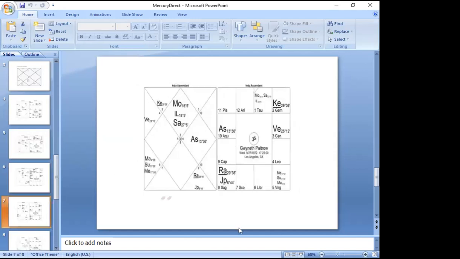Gwyneth Paltrow is, of course, a lifestyle entrepreneur and movie star. You can look her up on Google. She's still alive, and she has a current net worth of around 200 million. Look at the Hindu Lagna.